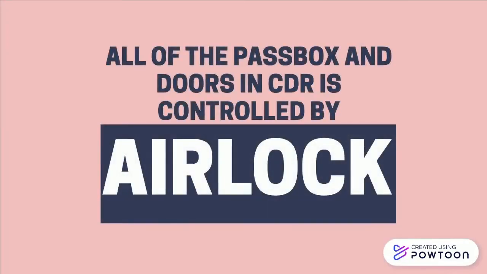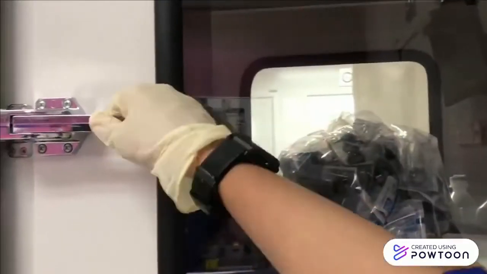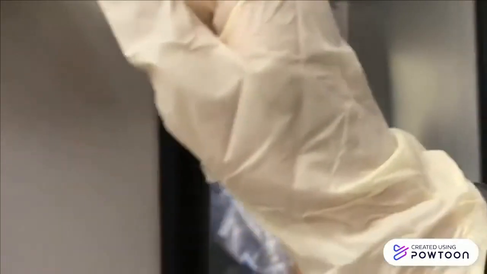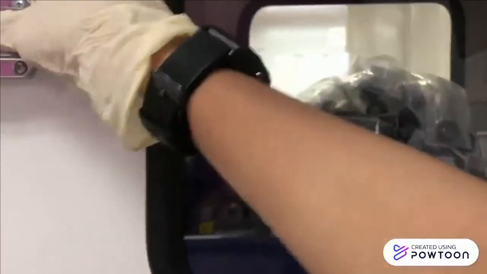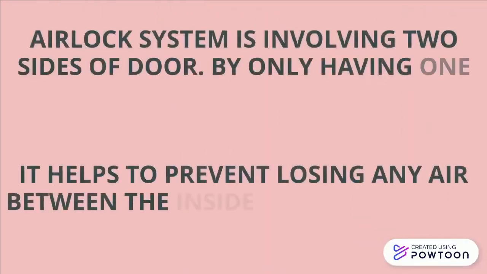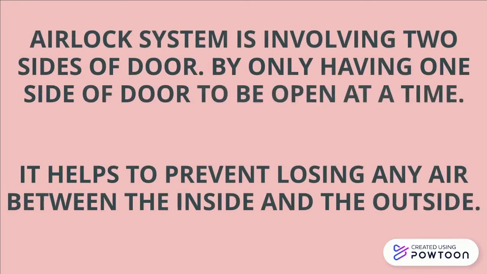All of the pass boxes and doors in CDR are controlled by a lock system. A lock system involves two sides of a door, with only one side of the door able to be open at a time. It helps to prevent losing any air between the inside and the outside.